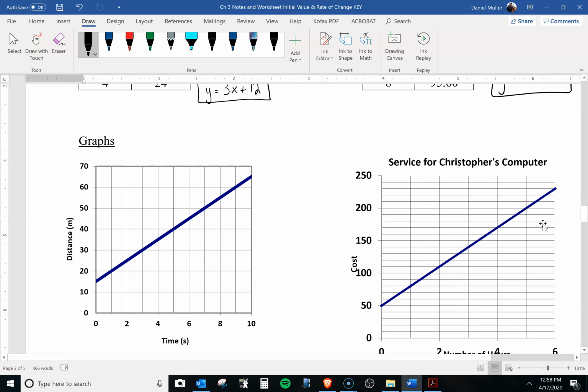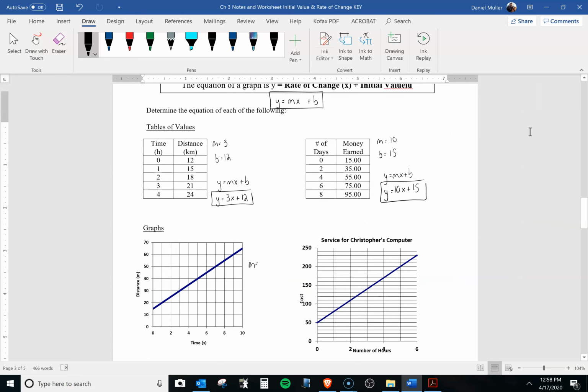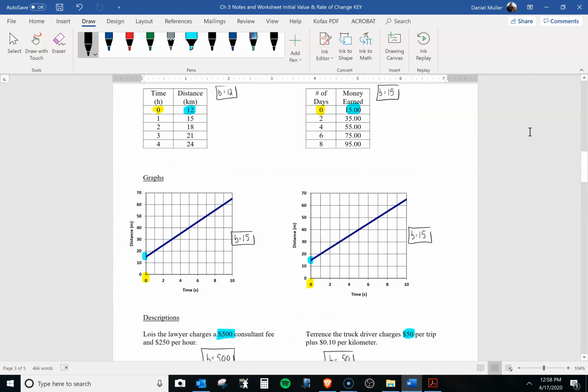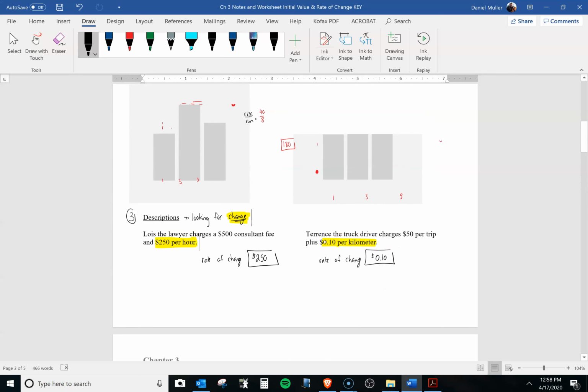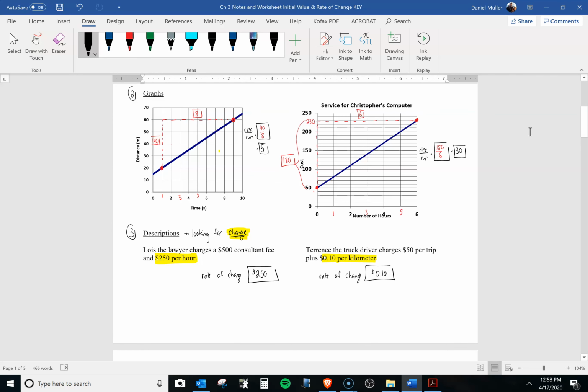So this one, oh look, that's what the graph should have looked like. I don't know why it didn't look like that. Maybe I'll change it for the one above after. But our m value for this, you can go back and take a look. In fact, I need to go back and take a look, so I'm going to zoom out here and scroll up. Our b was 15, but what was our m? Our m was 5. And then for the service for Christopher's computer, our slope, or our m, was 30. But for this one, it's 5.